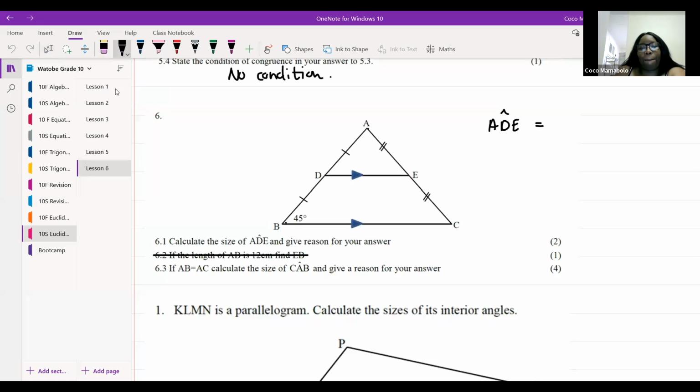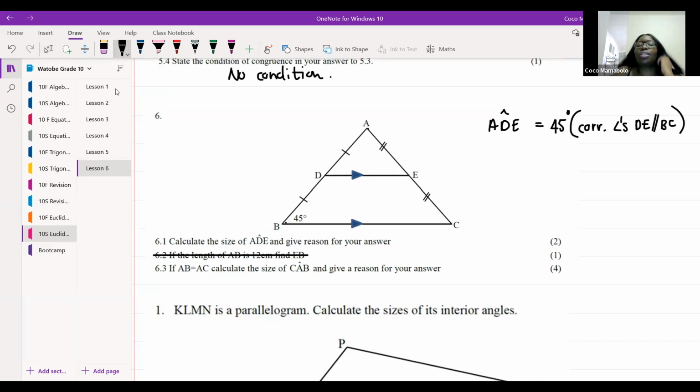It's 45 degrees. 45. Why? Corresponding angles are equal. Good. Corresponding angles. I'm not done. What else do I need to say? DE is parallel to BC. Good. Line DE is parallel to line BC.